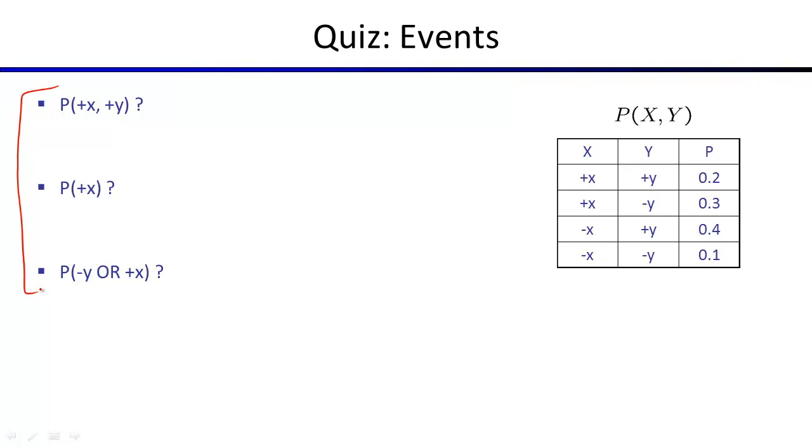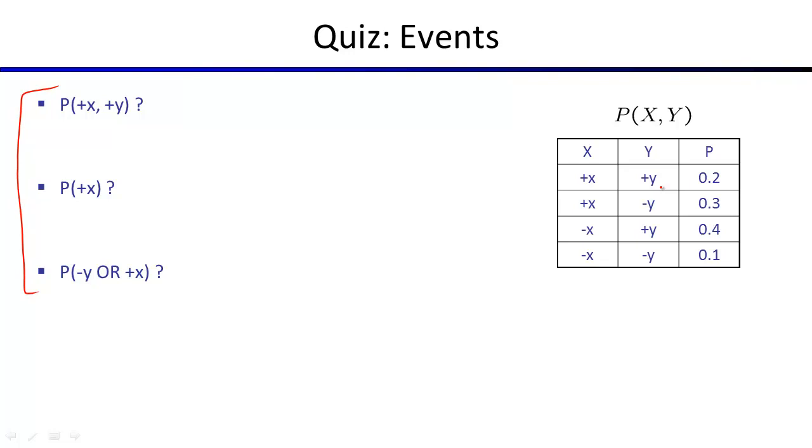All right, any thoughts for the first one? Event plus X plus Y. What number do we have there? 0.2, right here, the 1 row compatible with that event. How about plus X? I hear 0.5. Correct, the 2 rows compatible with plus X are right there, and summing the probabilities together is 0.5.